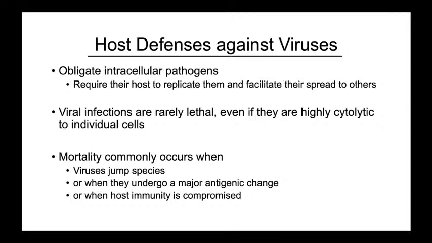Mortality can also occur when the viruses undergo a major antigenic change. This is seen very well with the influenza viruses, the ones that tend to cause the seasonal flus. And then also when host immunity is compromised. This is seen very well in acquired immunodeficiency syndrome, where people have very low or no immunity, and then they succumb to or get very severe viral infections that usually don't cause severe disease in immunocompetent hosts. So these would be the opportunistic infections.